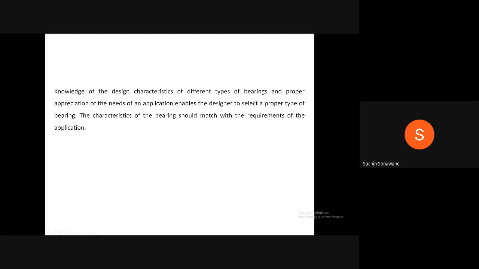Knowledge of the design characteristics of different types of bearing and proper appreciation of the needs of the application enables the designer to select a proper type of bearing. The characteristic of the bearing should match with the requirements of the application.